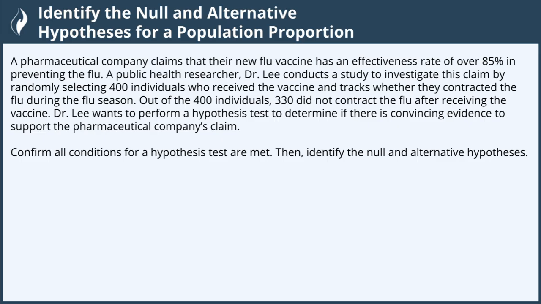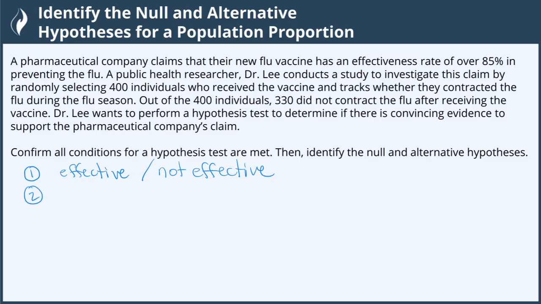To confirm all the conditions, we need to know what they are. The first condition that needs to be met is that the scenario has a binomial model, meaning I have two independent outcomes, a success and a failure. And in this case, we have two, which is that they will have the flu or they will not have the flu. So the success is that the vaccine is effective, and the failure is that it is not effective.